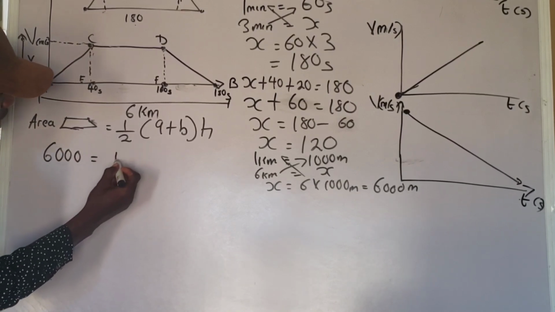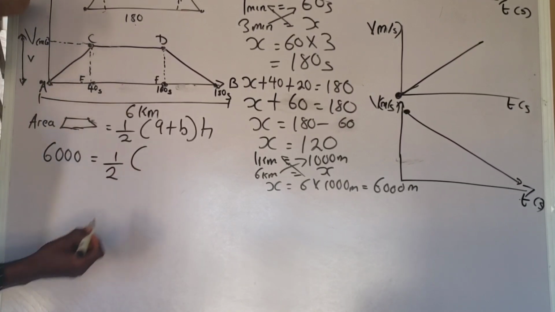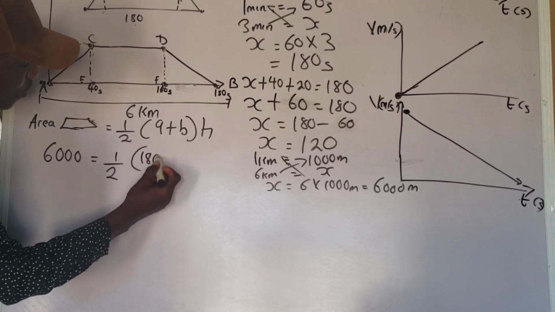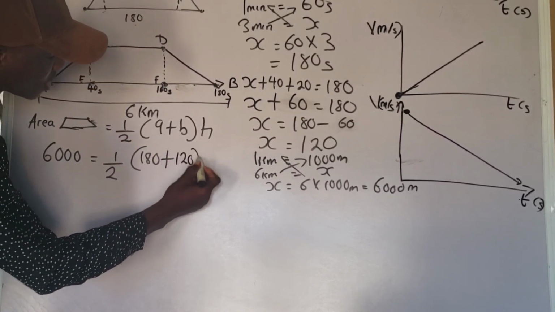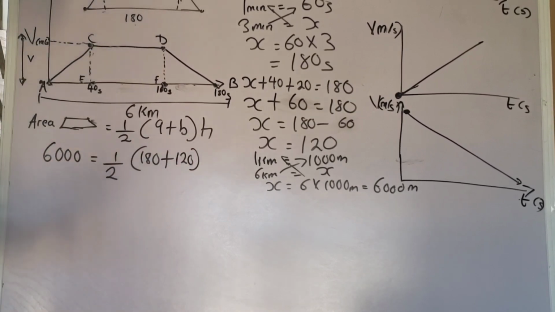6000 is equals to half multiplied by (A plus B) multiplied by H. A is what? 180. 180 plus B is what? 120 multiplied by H. H is what? The maximum velocity. You understand? That's what I want to know. The maximum velocity is the H, because from this to this point, that's the maximum velocity of the car.